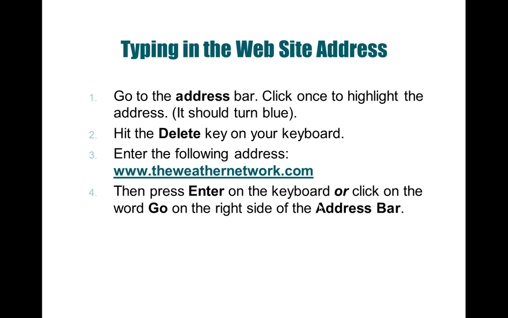Then the next point is hit the delete key on your keyboard. Means you can press the delete key on your keyboard. Then enter the following address. By default there is one address available on Google, but if you want to change it, double click on it, a blue shade will appear, use the delete key and then type the new URL or the new address of the web page or web server, like www.theweathernetwork.com, and then press enter on the keyboard or click on go on the right side of the address bar. Means you can search by giving the address.